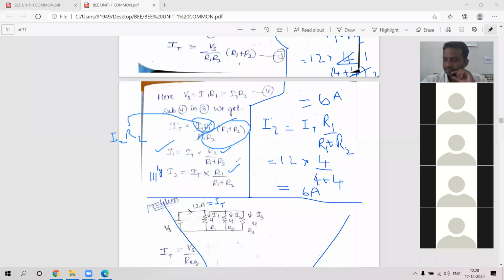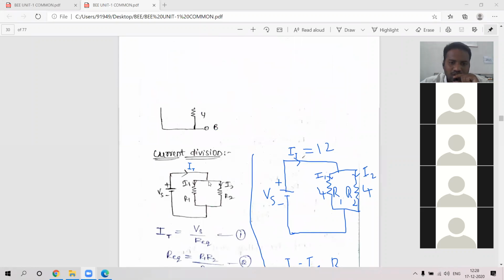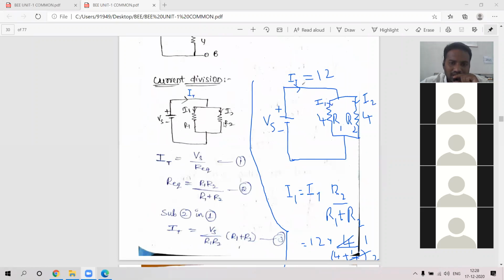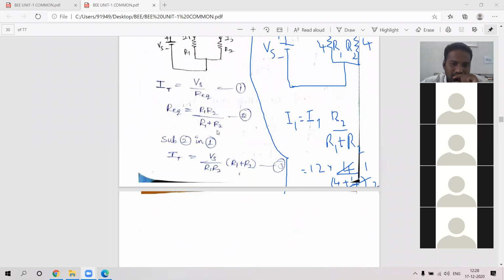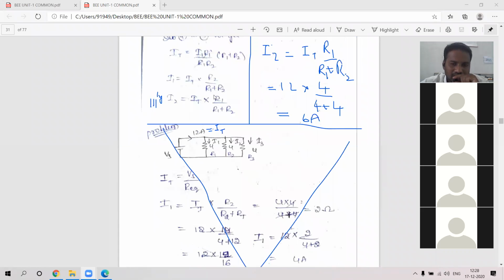Previously, for voltage division, I got the particular resistor value. But in this current division, if I1 is there, you are going to get the opposite resistor; if I2 is there, the opposite resistor, not the particular branch. We have seen the diagram, yes or no? See this diagram. I want to find I1, means total current into the opposite resistor by the sum of the resistors, opposite plus this one.